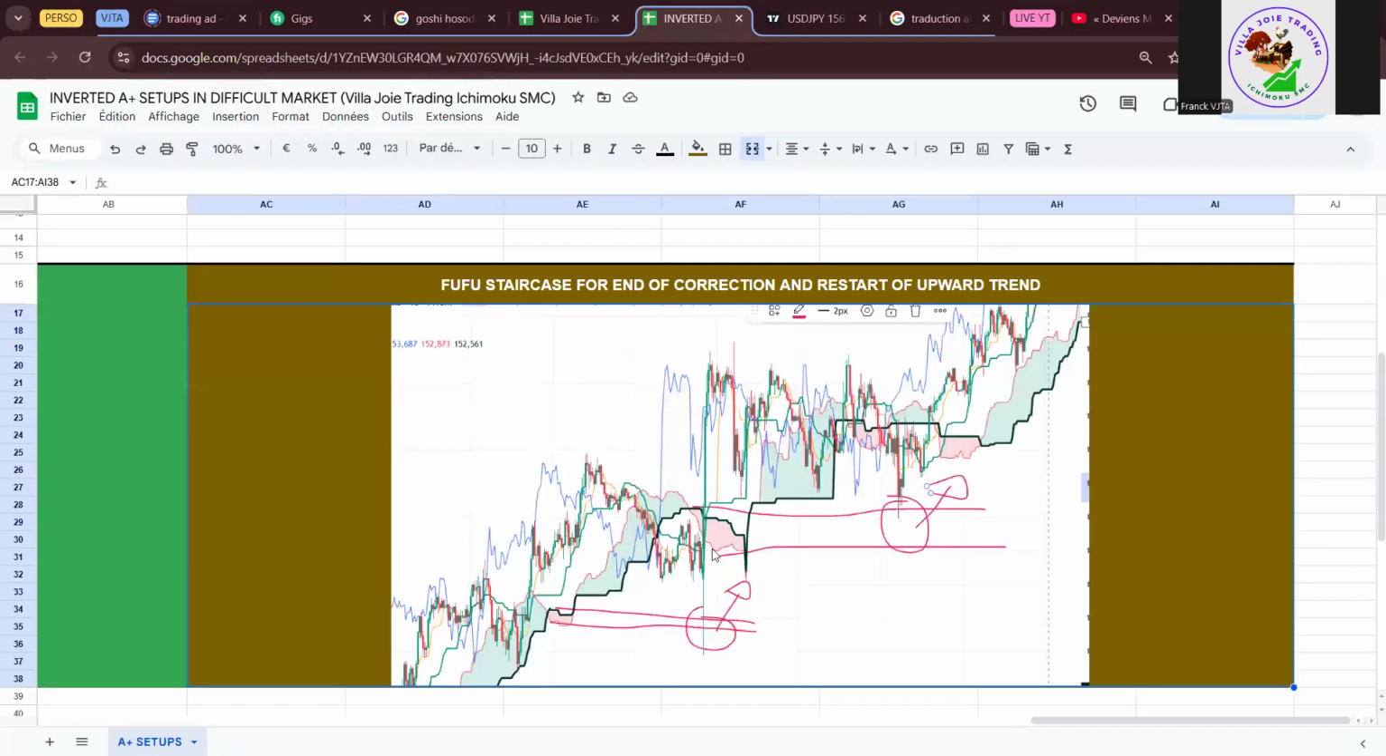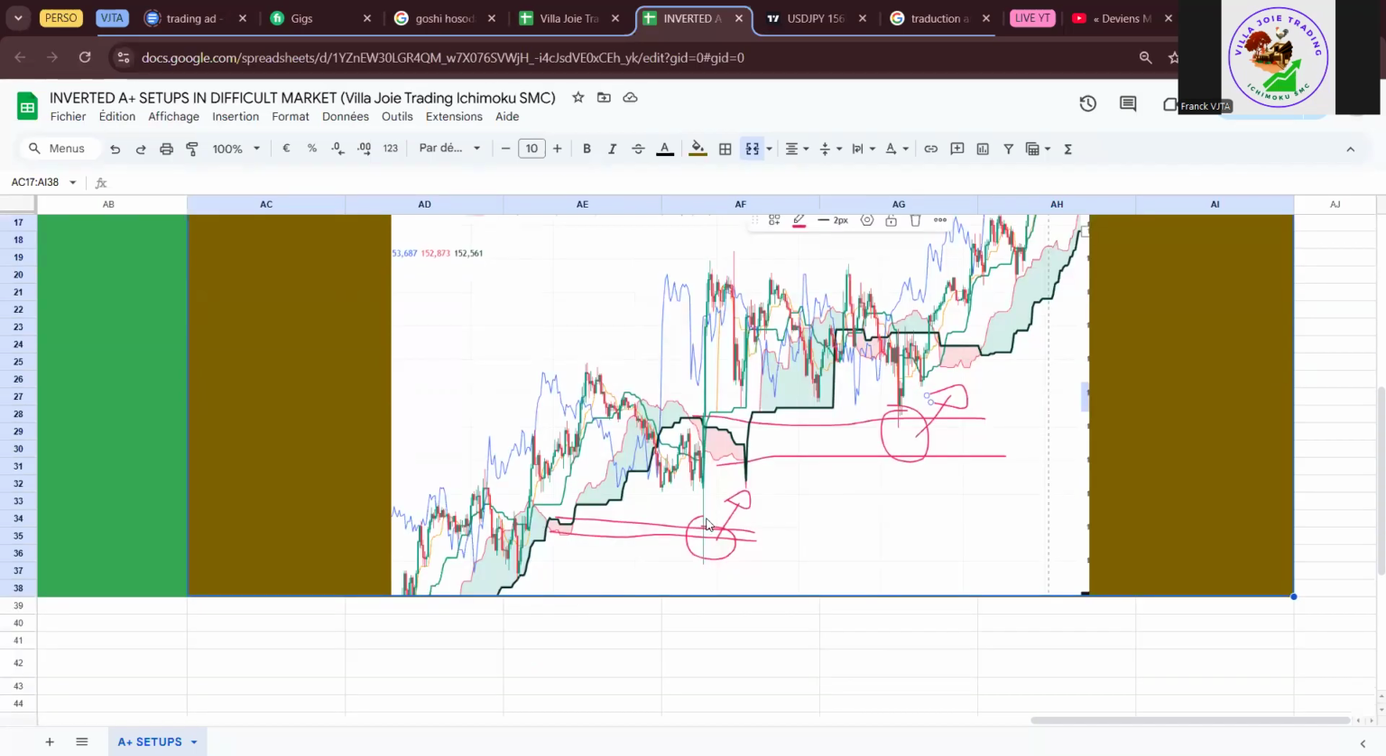That's why I'm showing here. You see that this is the previous fufu, right? The new fufu is actually at this level. It cannot go down. It just touched at this level and then it continued. This one was an economic news, then it continued to the upside. This is another fufu that has been created. This is the new fufu.